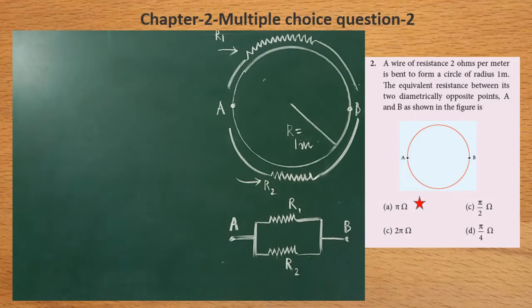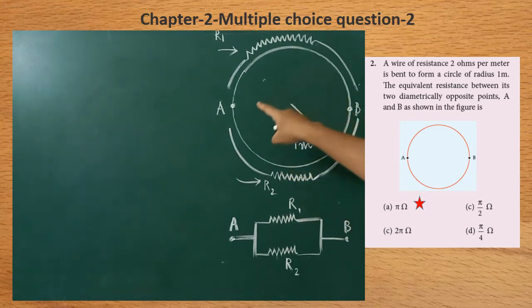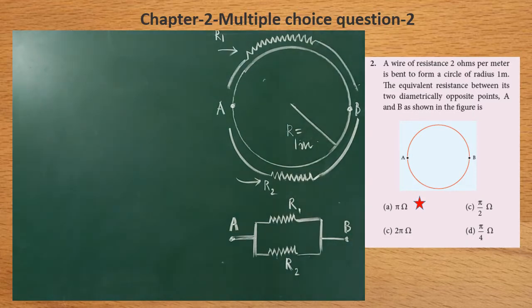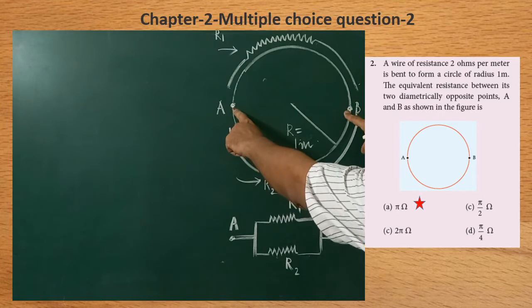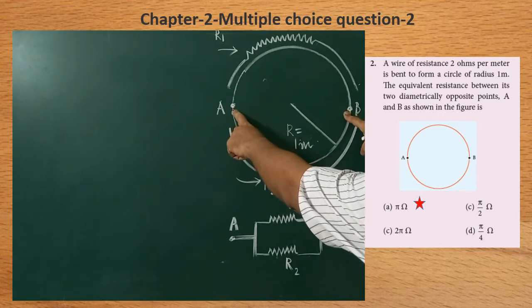Here in this problem, a circular wire is given. Okay, so the radius of the circular wire is 1 meter. Here you are asked to calculate the resistance across these 2 points A and B. We have to calculate the resistance across these 2 points A and B.